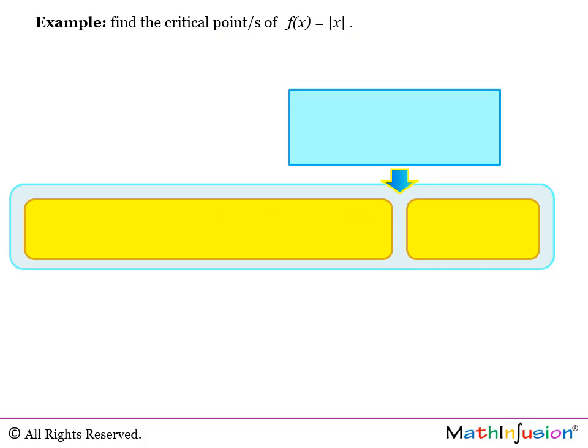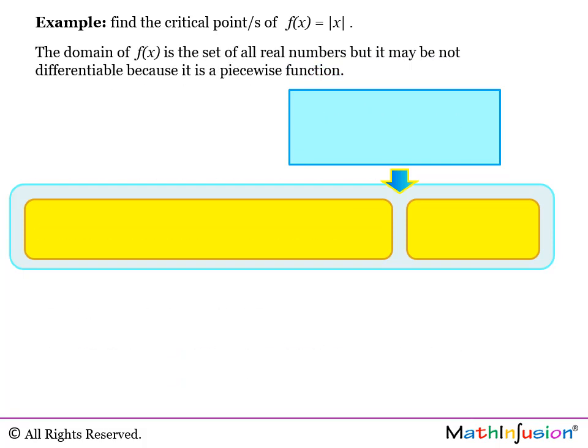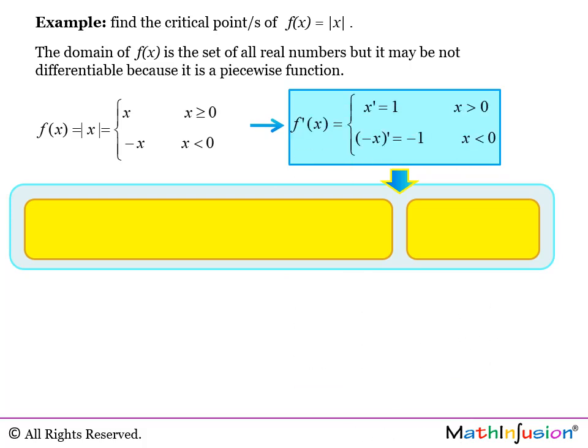Let's do the same for the function f of x equals absolute value of x. First of all, the domain is the set of all real numbers, but it may not be differentiable because it's a piecewise function. So the first thing to do is to write it as a piecewise function. Let's differentiate the function. Where x is not 0, when it's not a suspicious point, I have no problem. I can just go ahead and differentiate each one of those branches and I get 1 and negative 1. So it's very clear that when x is not 0, we cannot get any critical numbers.